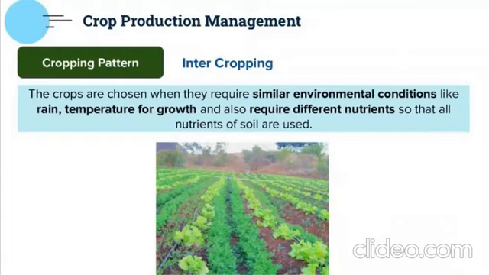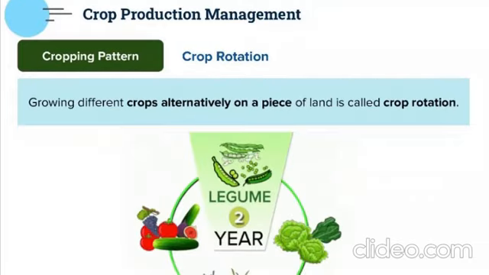In intercropping, you cannot choose just any random crops. You have to choose specific crops whose properties and environmental conditions match. For example, you have to take two crops that require the same amount of rain and the same temperature, because you do not want to damage any crop. That is why you have to take crops which are similar in nature.